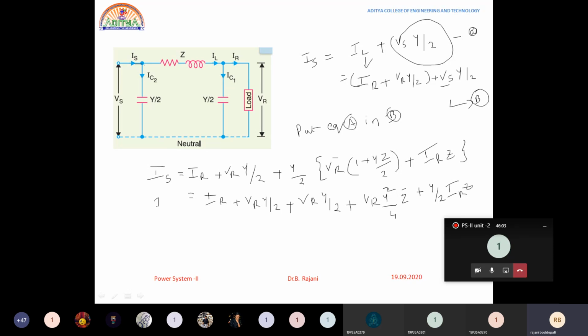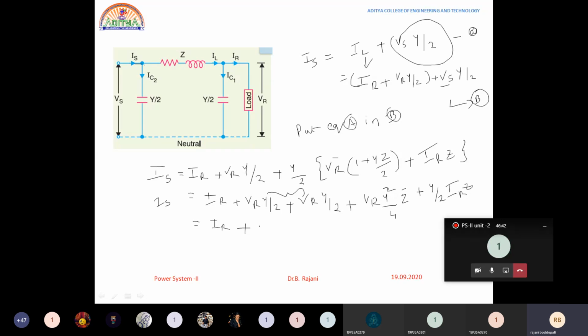Now this equation is compared with the general equation. Taking the common terms, VR into Y by 2 plus VR into Y by 2, what does it become? It becomes VR Y. Is it not, students? Two halves are added together, it becomes a full, right? VR into Y. Yeah, these are the two terms you have got.